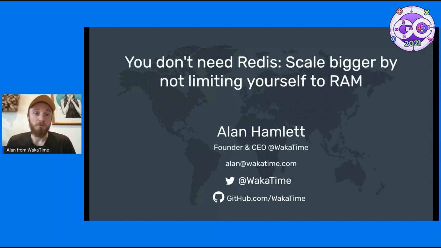I'm going to talk about how you don't need Redis. With Redis, you can only store as much data as you can fit in RAM. Today, I'll show how we can use disk space instead to cache much larger data sets.